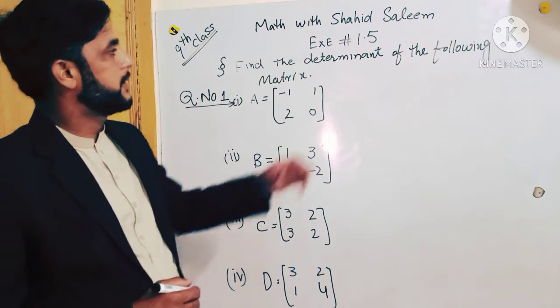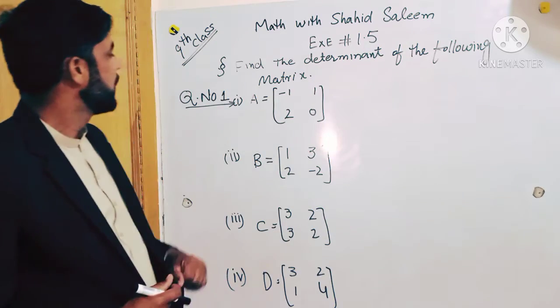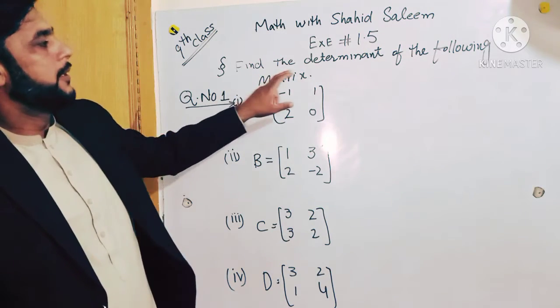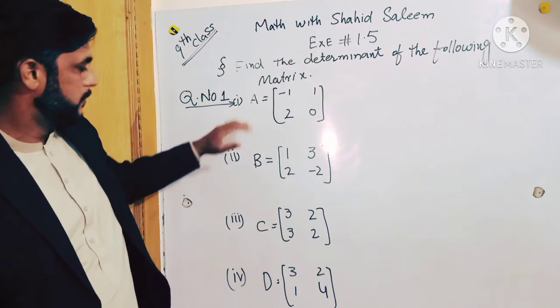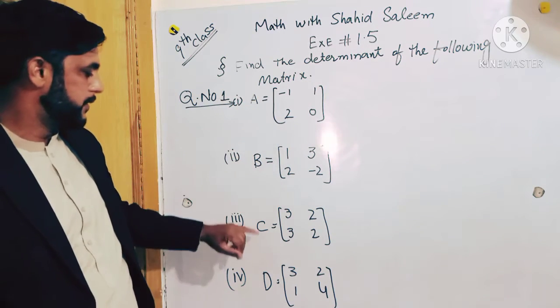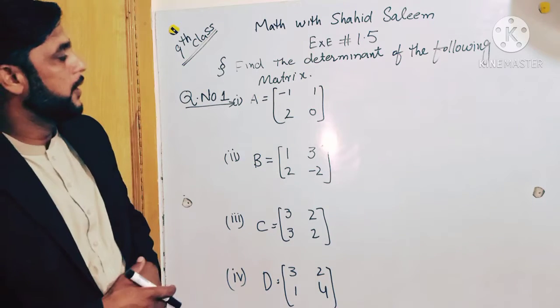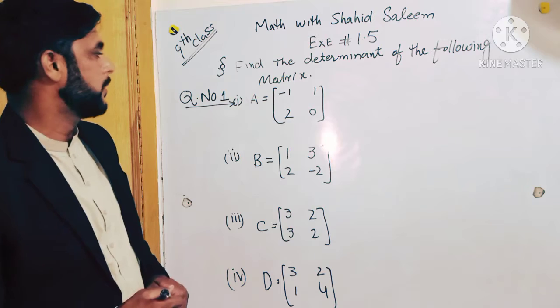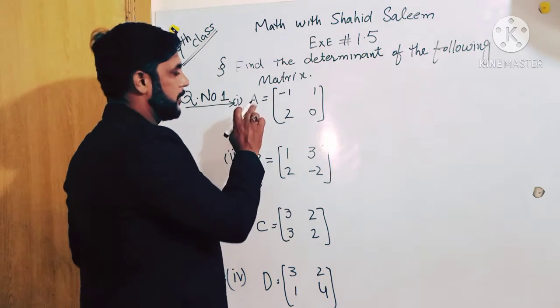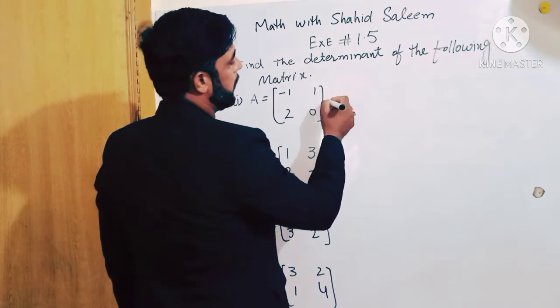Here question number 1 of exercise 1.5 is: find the determinants of the following matrix. Here we have four matrices A, B, C and D, and we have to find the determinants of these matrices. First of all, we find determinant of A.